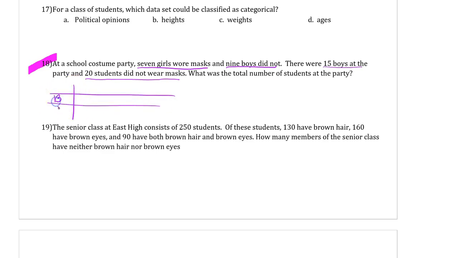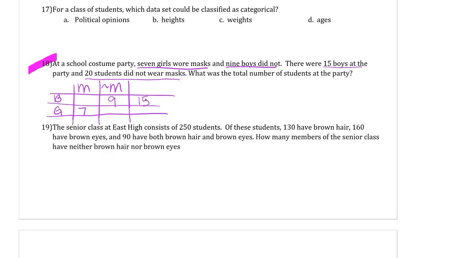So we've got boys and girls at the party, masks and not masks, we'll say. Okay, so filling in the info. We had 7 girls who wore masks. So girls, masks was 7. 9 boys did not. Boys, not masks, 9. There were 15 boys at the party. That sounds like a total of boys.